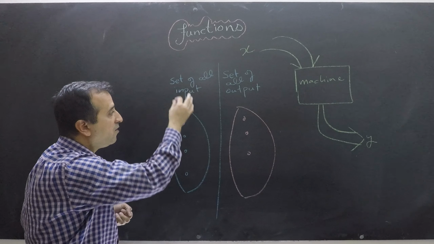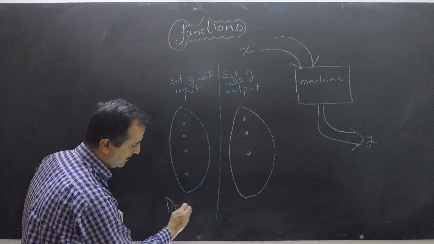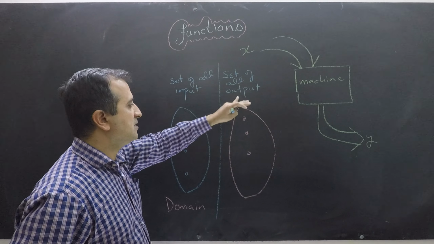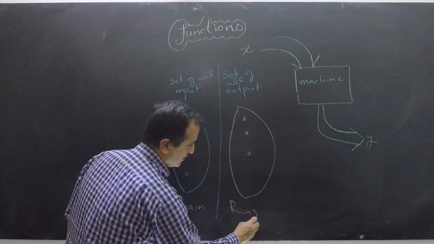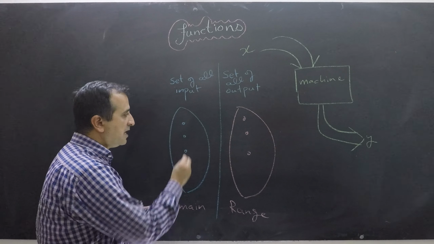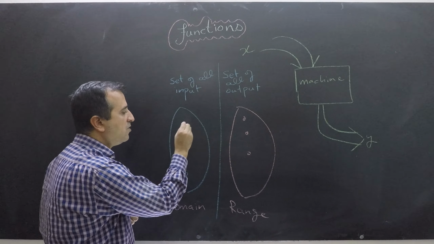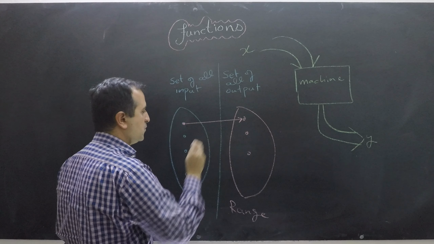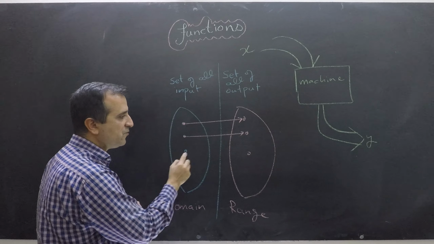The set of all the inputs is called the domain. So we call this set the domain, and the set of all outputs is called the range. So we call this set the range. If this is a valid function, then for every input we can have only one output. So for this input we have this output, for this input we have this output, and maybe for this input we also have this output.